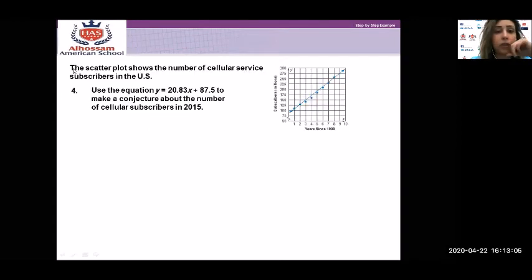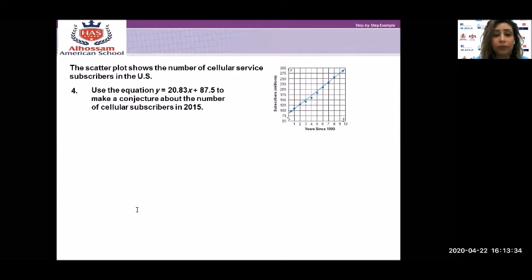Okay, now let's see. The scatter plot shows the number of cellular service subscribers in the US. Use the equation y equals 20.83x plus 87.5 to make a conjecture about the number of cellular subscribers in 2015. Here I have data till 2009. I want to predict the value in 2015. So as long as we have a slope-intercept form equation, I can find any other expected value. So let's start to apply the rule.